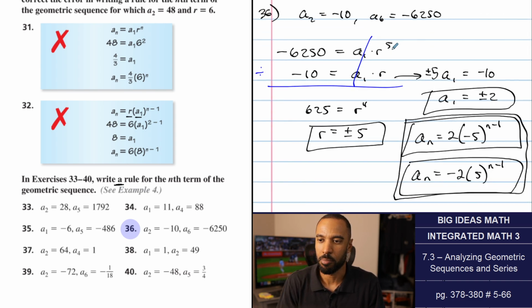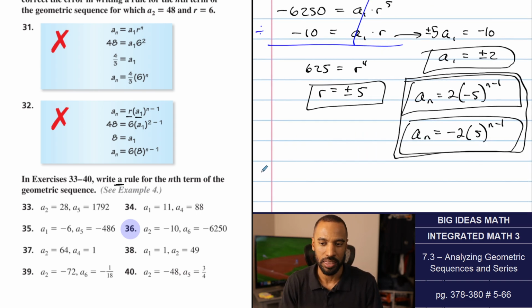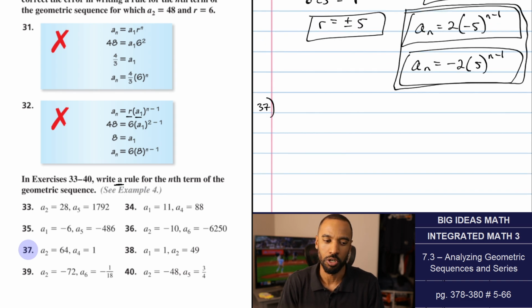And the second and sixth terms are both even. Therefore, it's cool that they can alternate and get there. Number 37 has the second and fourth terms here. I'm more inclined to do a little more, I don't know, guess and check.